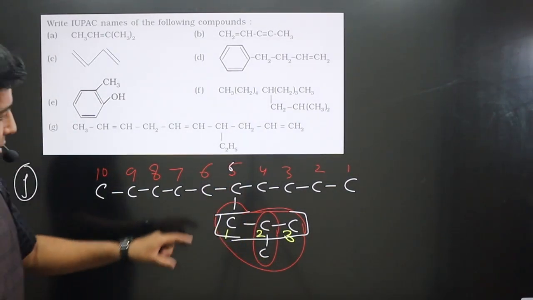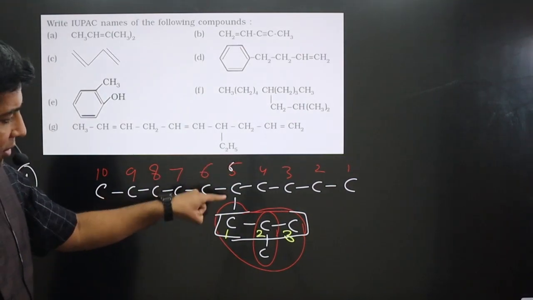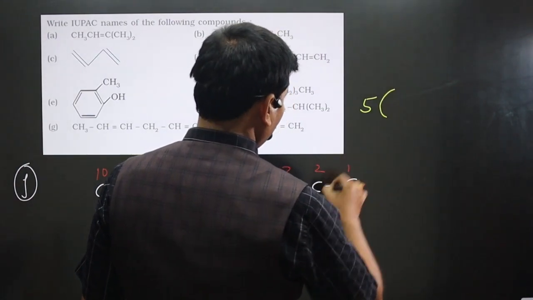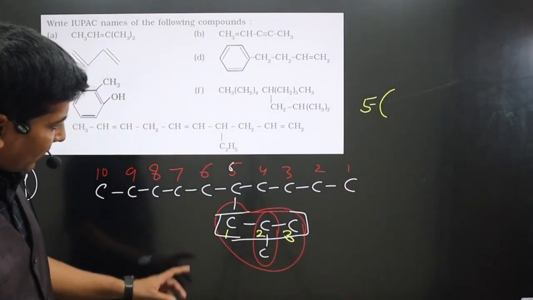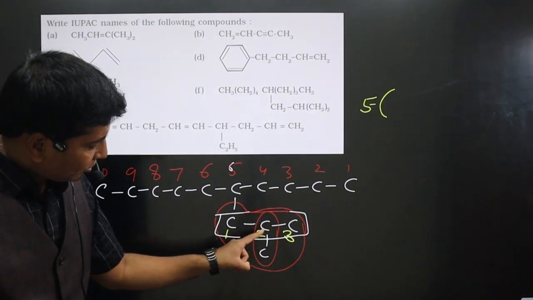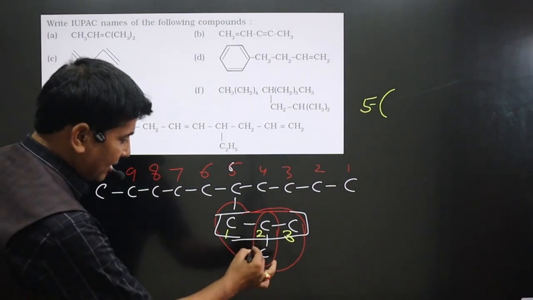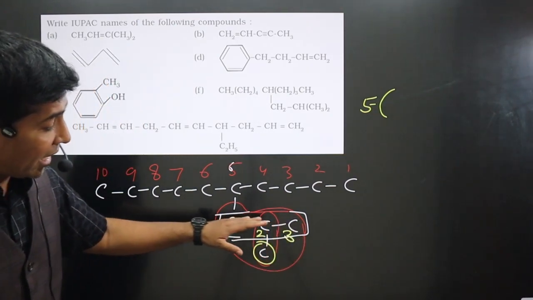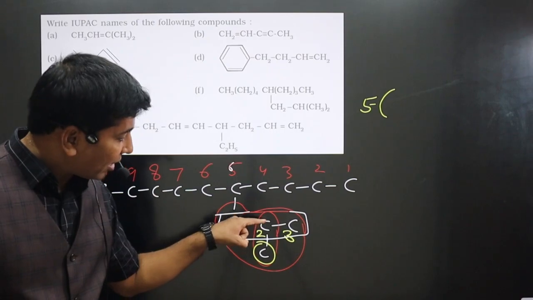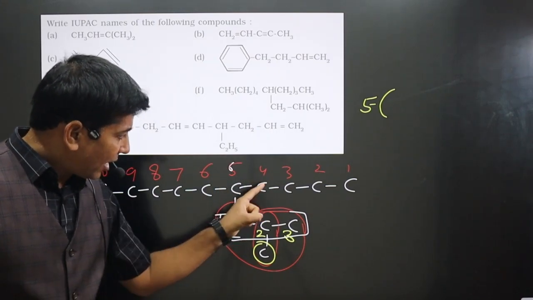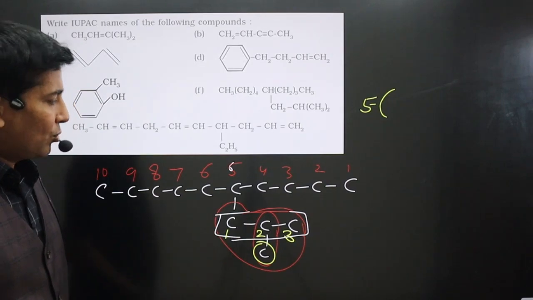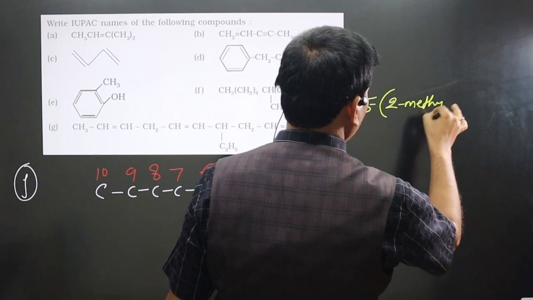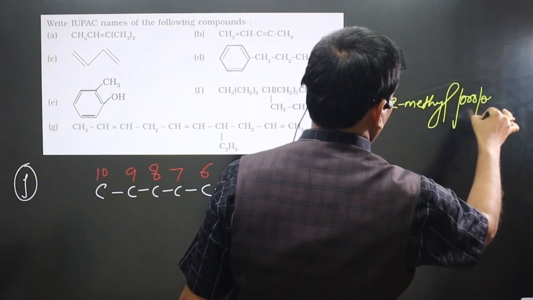So how do we name it? You can see to the fifth carbon, this portion is attached. So I can write 5, and in the bracket you write 2 methyl, one carbon is there. You can see this is the branching, 2 methyl, and this is what we can mention as propyl. We cannot mention propane because still it is a part of the branching attached to this longest carbon chain. So we mention 2 methyl, and propyl is there, 2 methyl propyl.